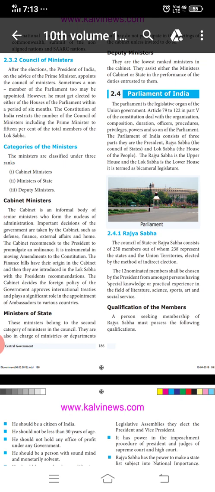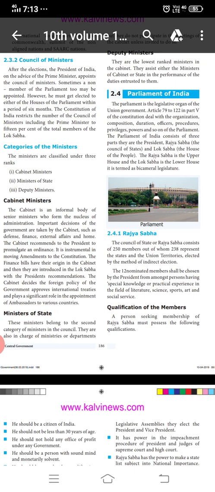The Parliament is a privilege of our country. We can divide the Parliament into three parts. What are they? They are the President, Rajya Sabha, and Lok Sabha.